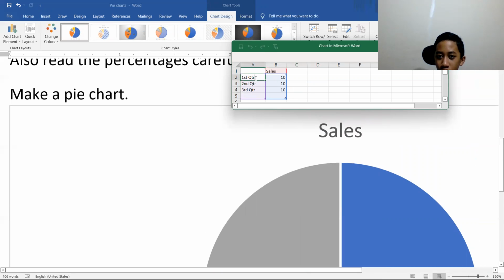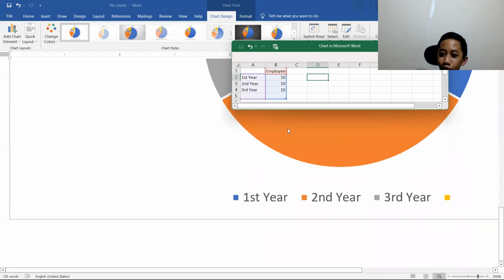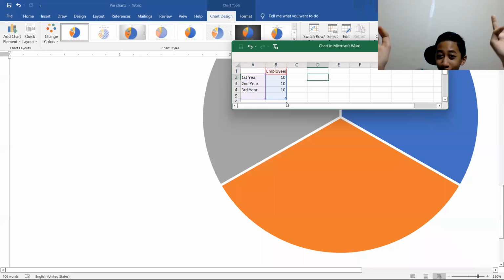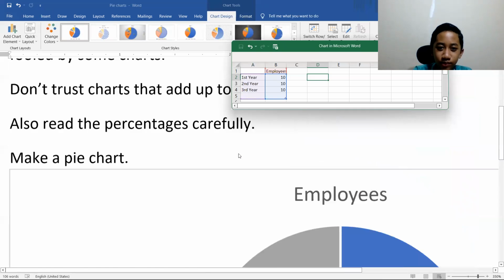Also, you can rename this. For example, first year, second year, third year, and then set of sales. You can have whatever you want, like employees. But I think you need to hire more employees if your employee count is still the same, 10. So yeah, I suppose that is it.